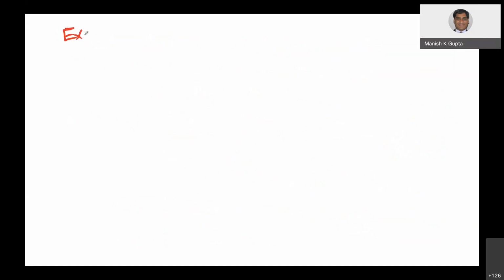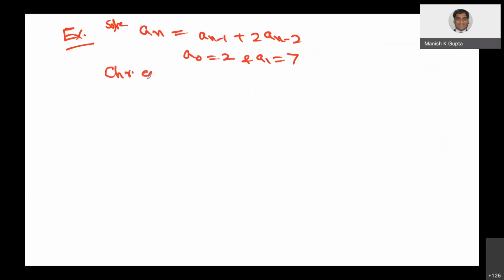The first example: suppose an is equal to an minus 1 plus 2 times an minus 2, with a0 is equal to 2 and a1 is equal to 7. So initial conditions are given. You need to solve this recurrence relation. So what are we going to do? The characteristic equation will be r square minus r minus 2 is equal to 0, right? From here we solve for r is equal to 2 and r is equal to minus 1.